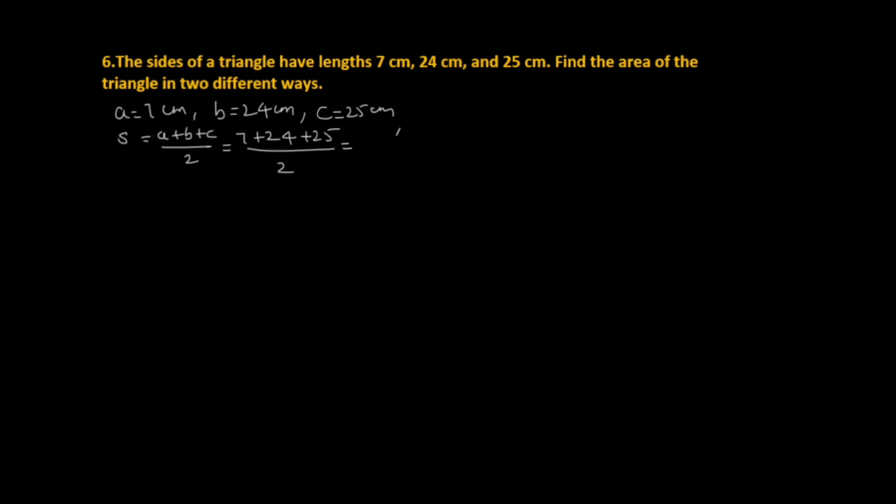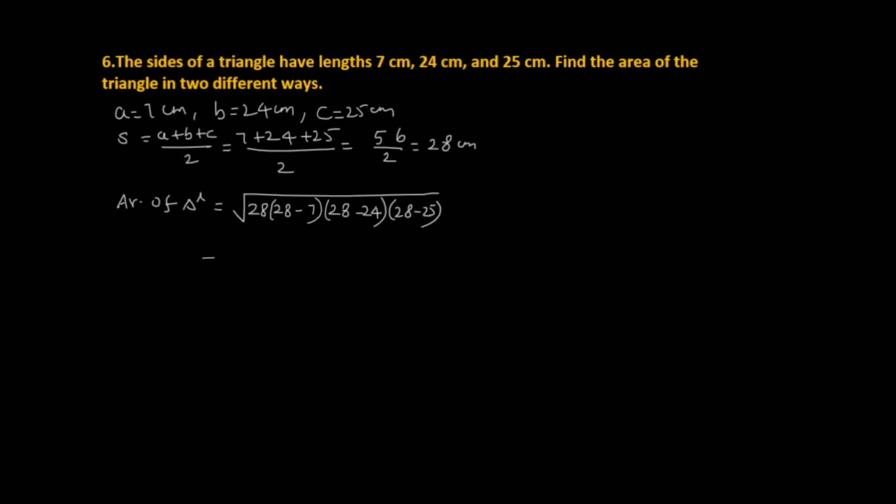7 plus 24 plus 25, that is 56 by 2, 28 centimeter. Semi-perimeter is 28 centimeter. So S is equal to 28 centimeter. Area of triangle is equal to square root of 28, then 28 minus 7, then 28 minus the second side 24, and 28 minus the third side 25. Then 28 into 21, then 4 into 3.